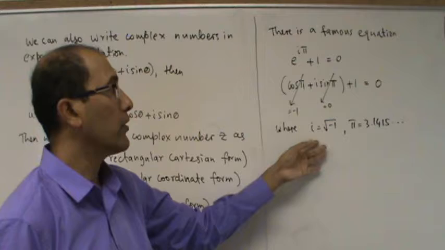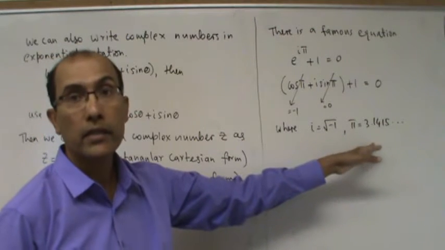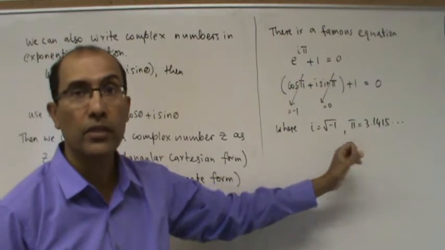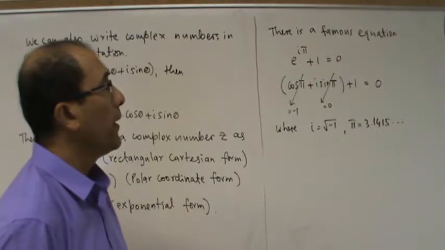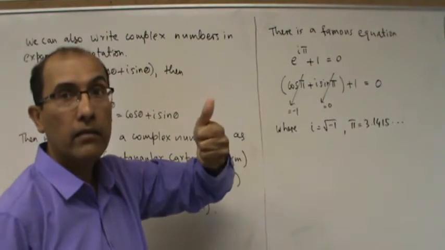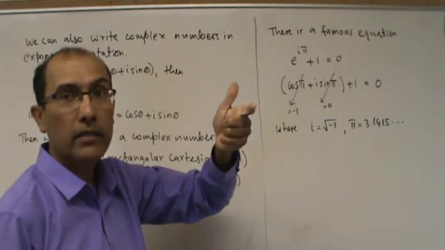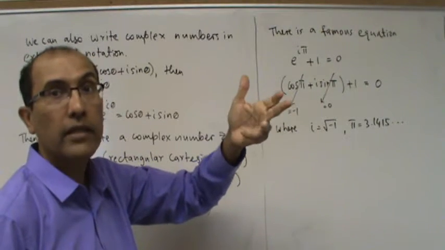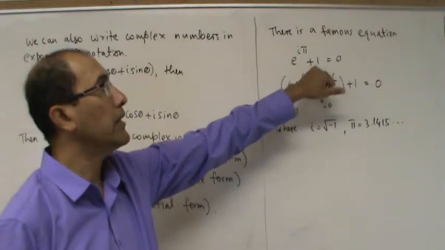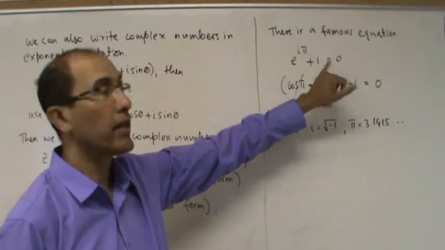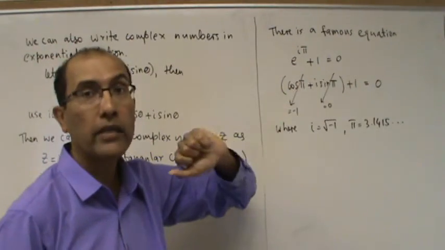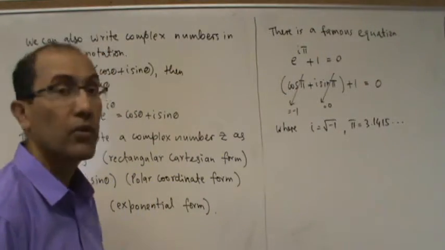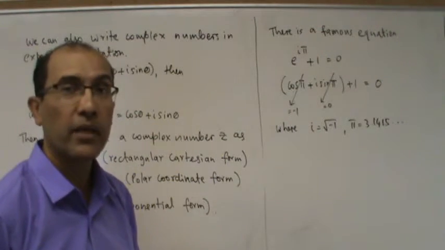Here i is the square root of negative 1 and pi is a famous irrational number, 3.1415. So it actually connects i, the imaginary number, pi, the irrational number, and unity, that's 1 and 0. So that's the identity for multiplication, identity for addition, and it's a beautiful equation in mathematics.